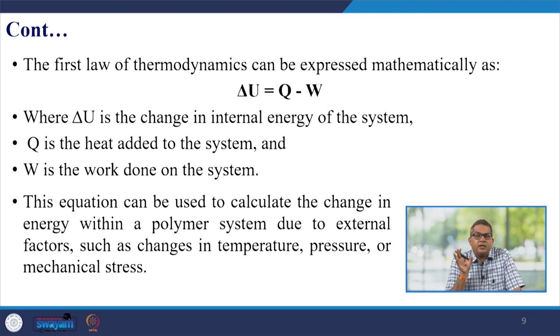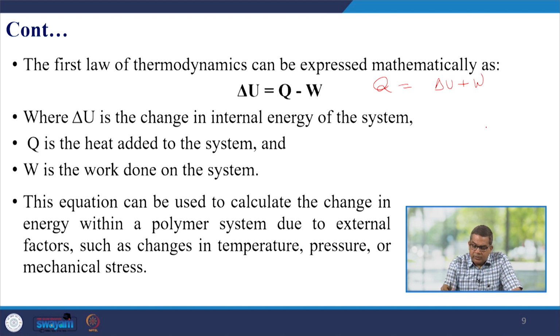Delta U is the change in the internal energy of the system. So, it can be modified like this: Q is equal to delta U plus W. If you supply Q amount of heat to the system, then a certain quantity of the heat can be consumed to raise or to alter the internal energy of the system, and the remaining you can utilize as work. W is the work done by the system and delta U is the change in the internal energy of the system.